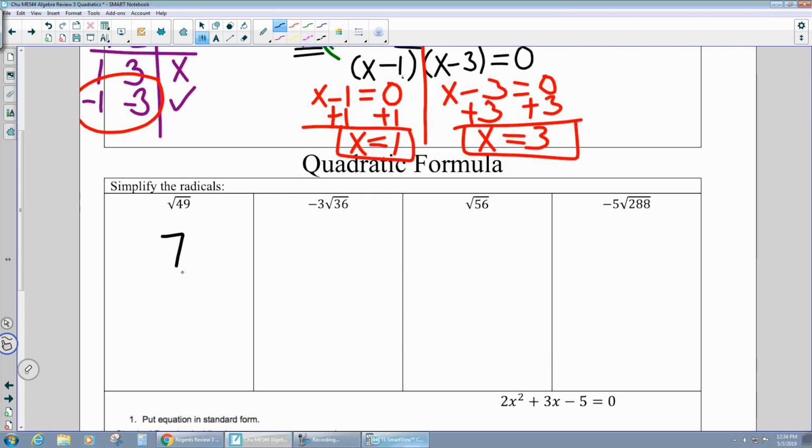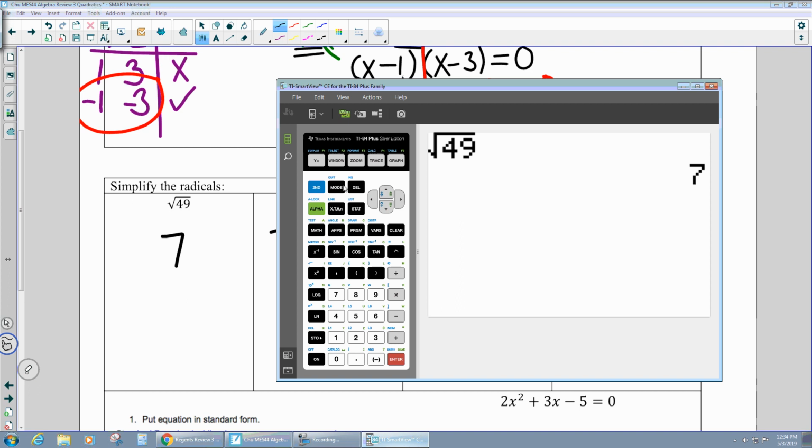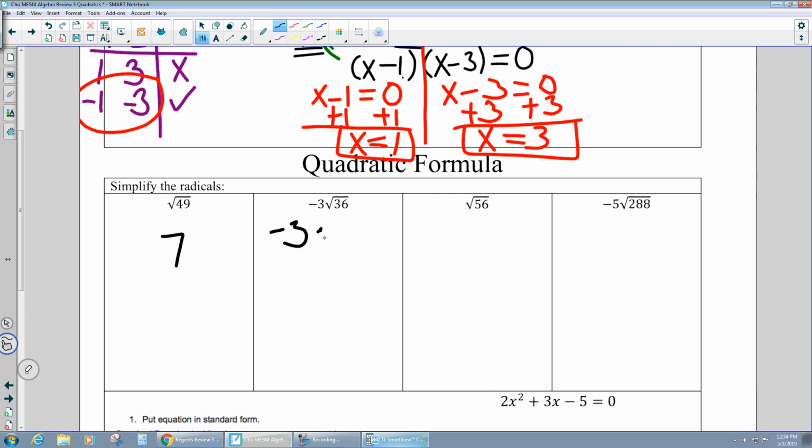Okay, next says negative 3 times the square root of 36. So if I keep the negative 3 and I want to see if I can break down the square root of 36, the square root of 36 gives you 6, so this is really just negative 3 times 6, which gives us negative 18.